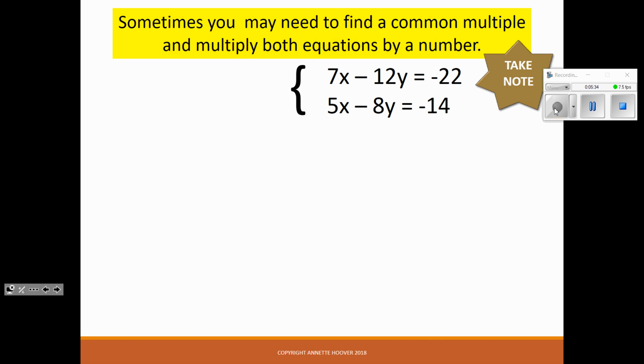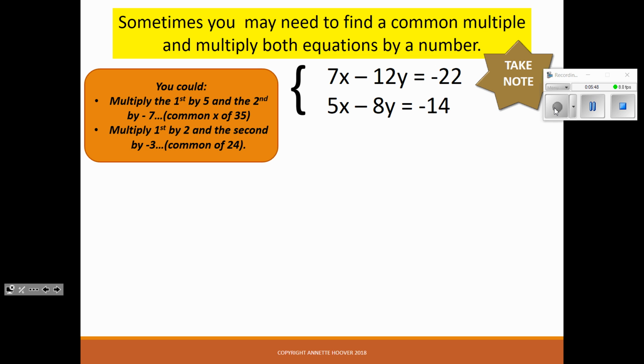In this example, if I think about what I could do to multiply to make opposite coefficients, I will see that I'm going to have to actually change both equations. So there's a couple of options. You could multiply the first equation by 5, each term by 5, and the second one by a negative 7. And if I do that, I am creating opposite coefficients right here with a 35x and a negative 35x, which is what we're looking for.